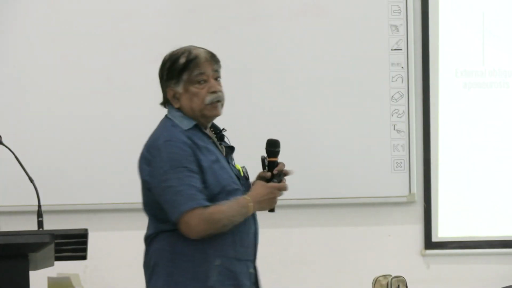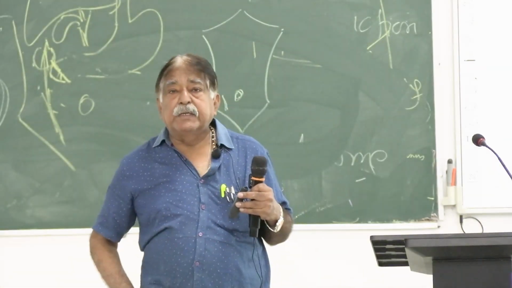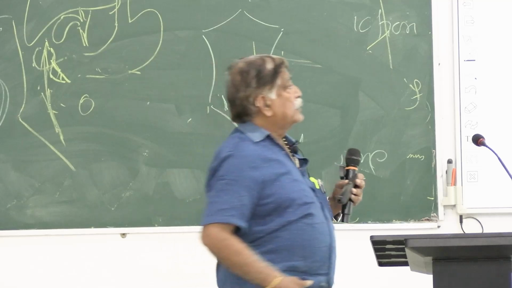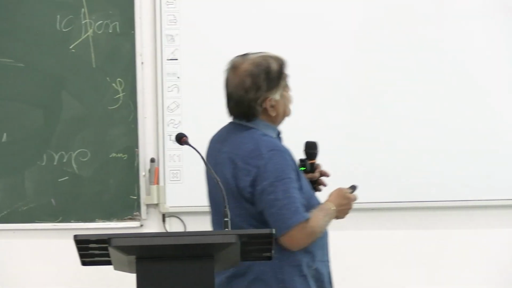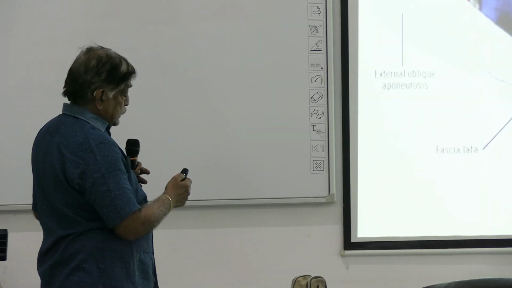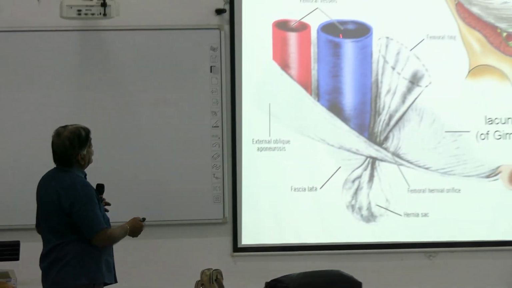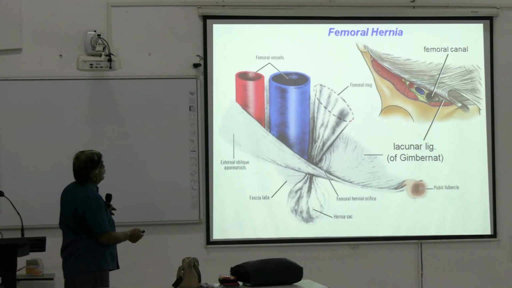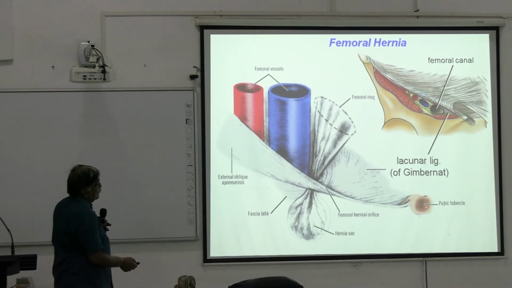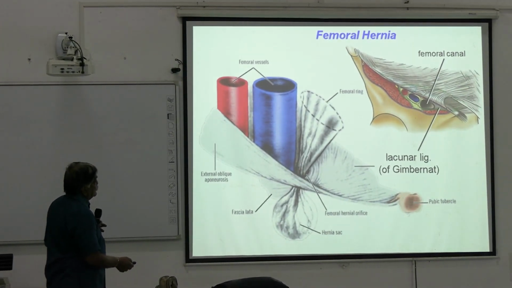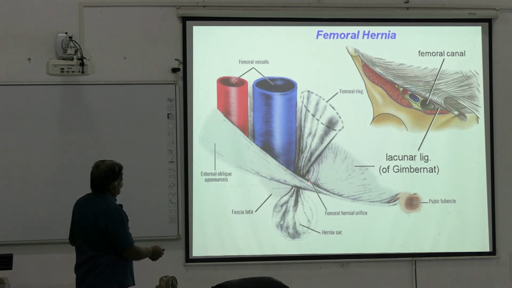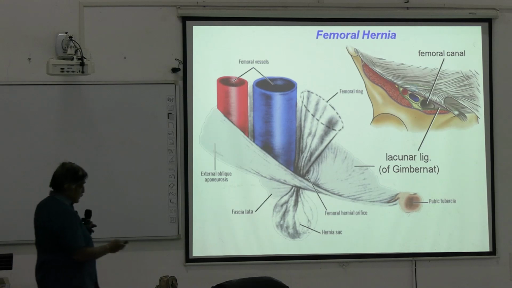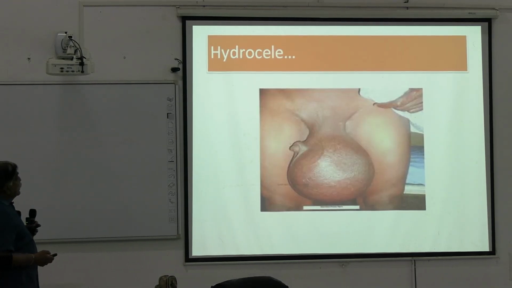Now, in this, when you take off the clothes, you palpate the pulsating femoral artery. Medial to it is the femoral vein. Then you go more medially. This is the pubic symphysis, and then you see the opening. This is the femoral hernia. Yeah, femoral canal.